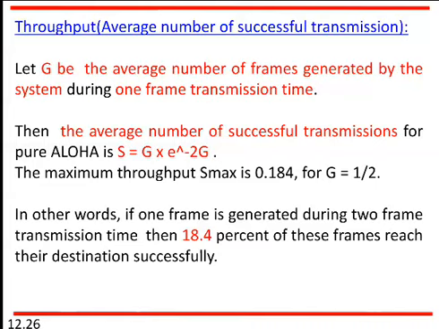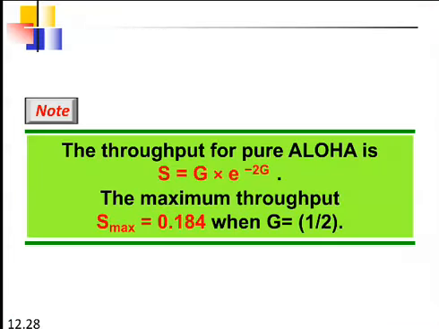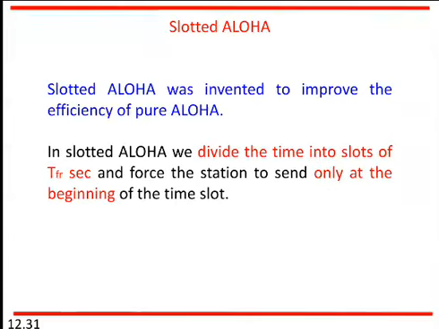And the maximum throughput that can be achieved is S equal to G times e power minus 2G, where G is the average number of frames generated during 1 frame transmission time. We also saw that to achieve this maximum throughput, the value of G is half for pure ALOHA. That is, during the 2 frame transmission times, we have to send only 1 frame, because of which there will not be collision. And the maximum efficiency or the maximum throughput that we can achieve is 0.184.